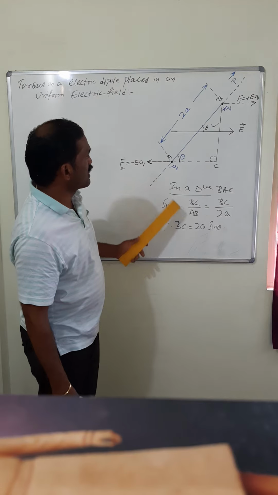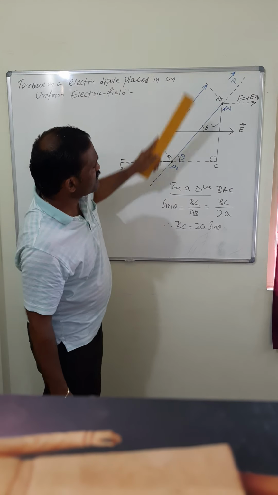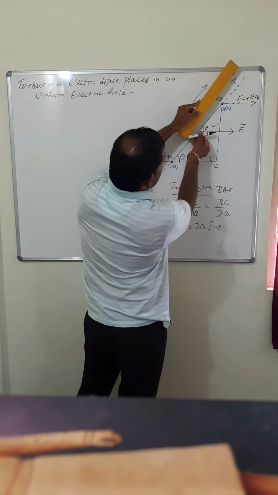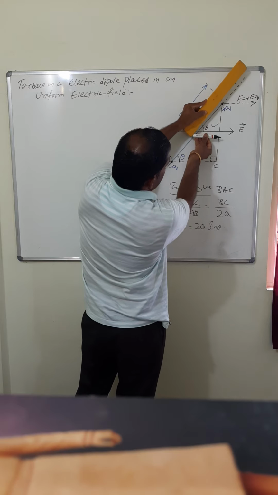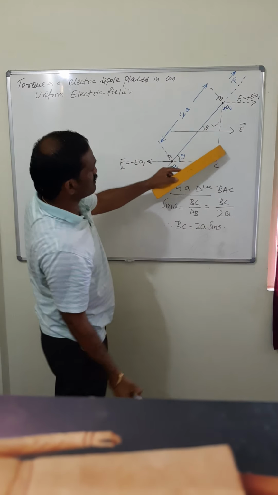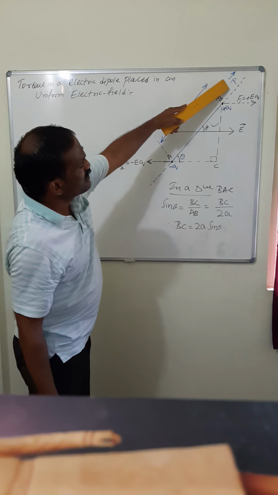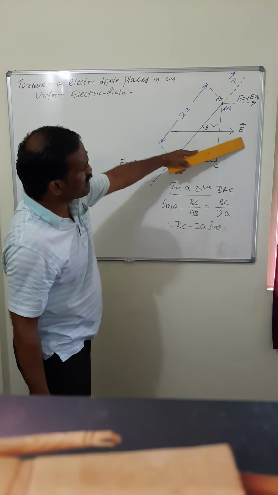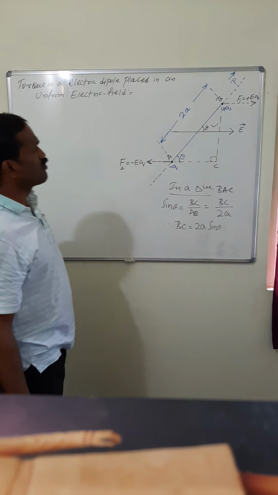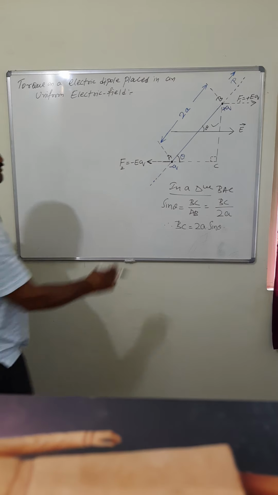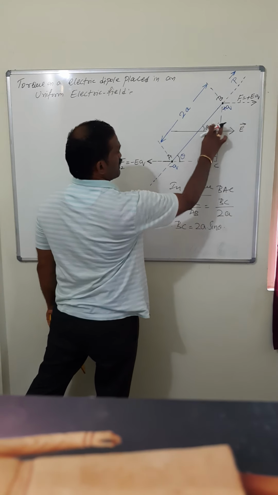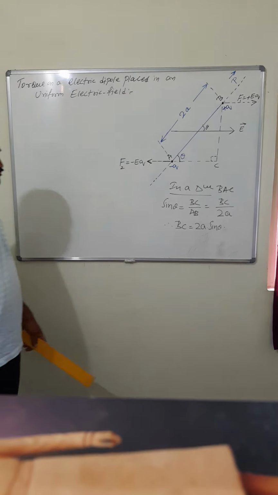Observe carefully in the triangle. What is the angle theta? The dipole moment is P vector and the electric field is E vector. The angle between the dipole moment and the electric field is theta. If this is theta, this is also theta because they are corresponding angles.